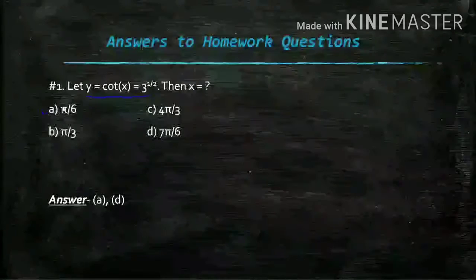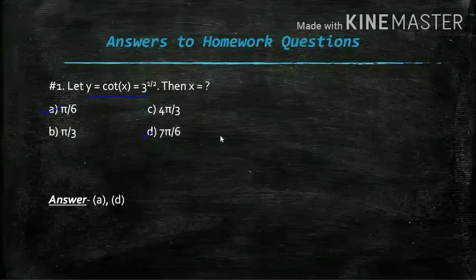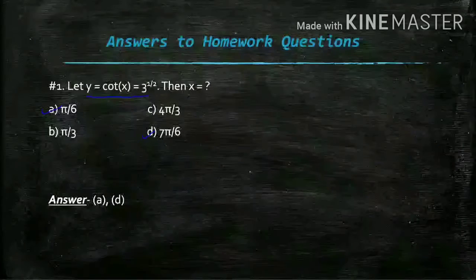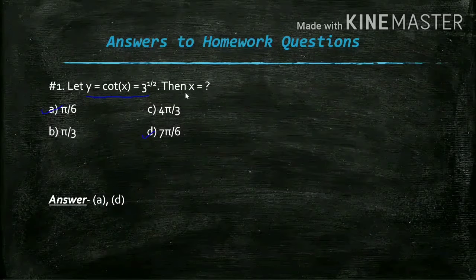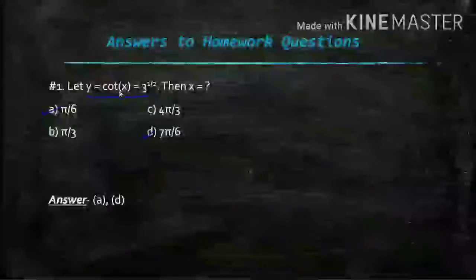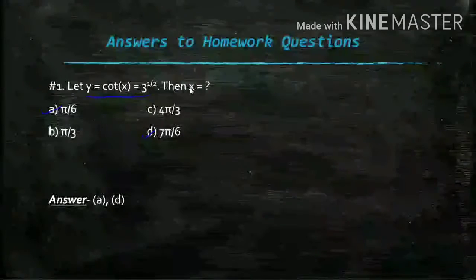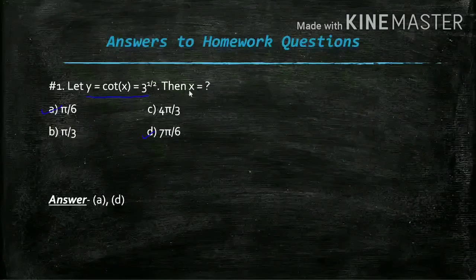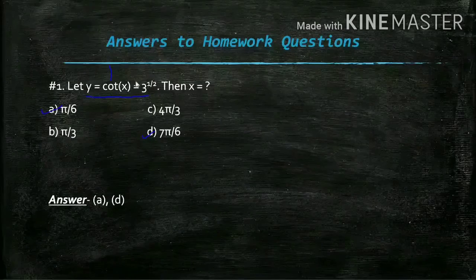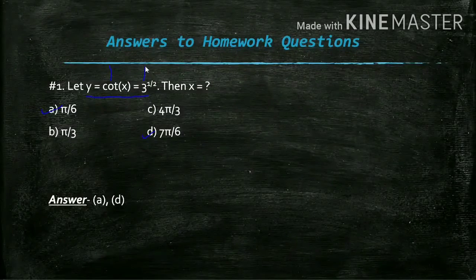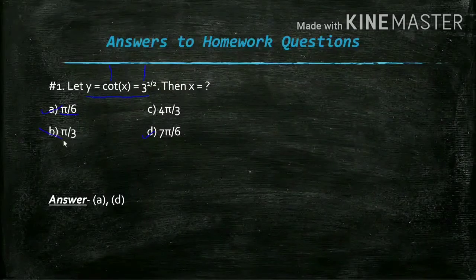So two correct options we have. First is A and another is D, that means pi by 6 and 7 pi by 6 are the correct answers to this question. Basically, x you need to find, which is nothing but cot inverse root 3. Simple logic: the first value you can easily find using the trigonometric rule. At what angle would the function cot have the value root 3? You know that answer. It would be pi by 6 and not pi by 3.